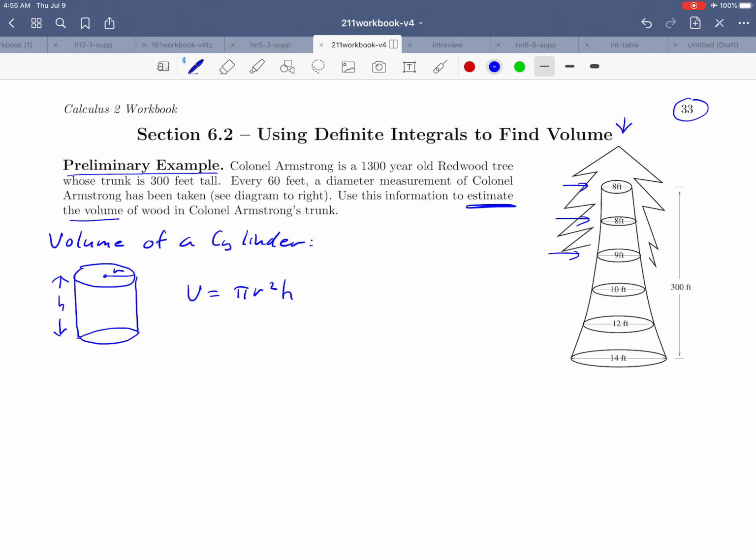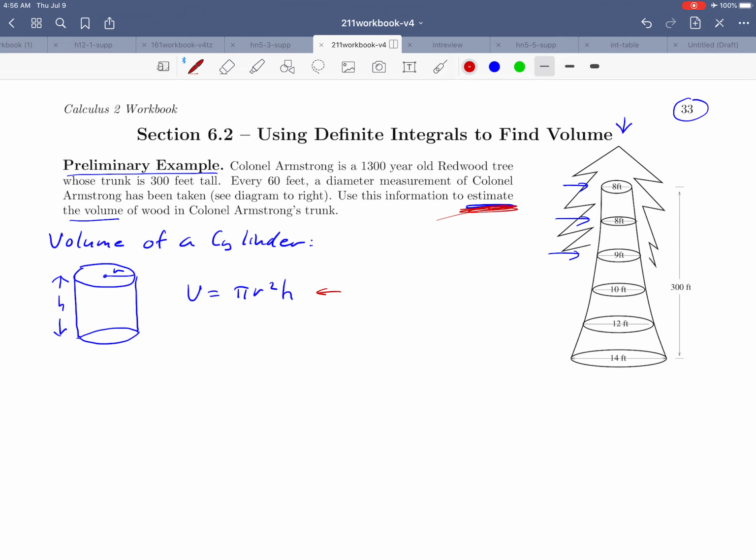You might be looking at that formula and saying, wait a minute, there aren't any cylinders in this problem. Well, you're correct. There aren't any cylinders. But remember, estimate. There aren't any perfect cylinders, but you still might be able to find a way to think about using this formula to approximate the amount of wood in the volume.